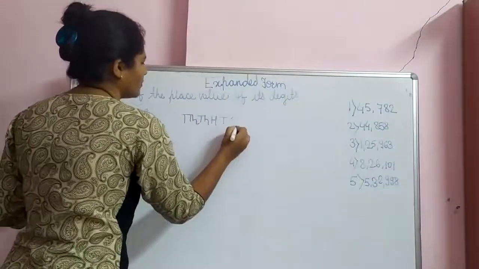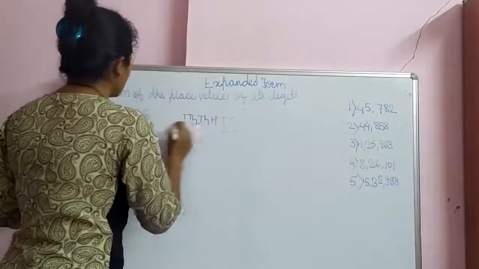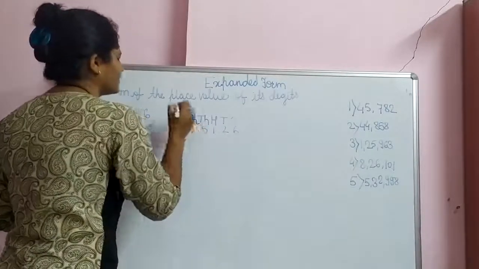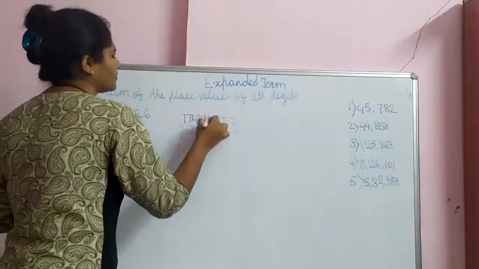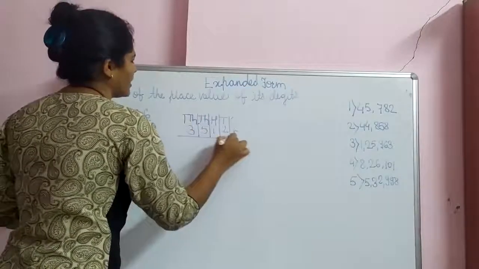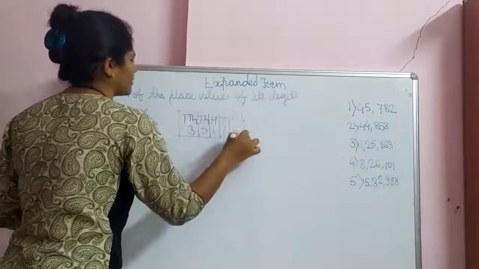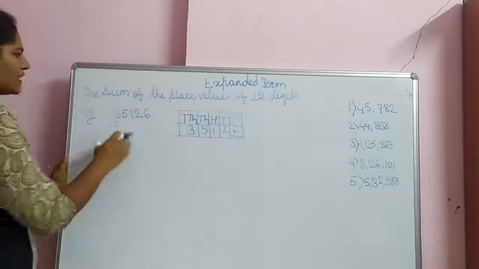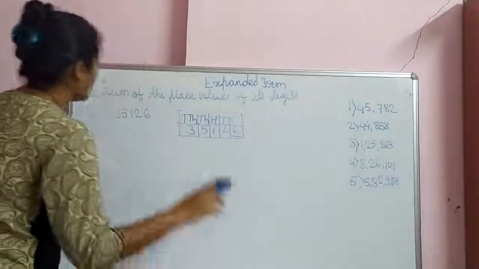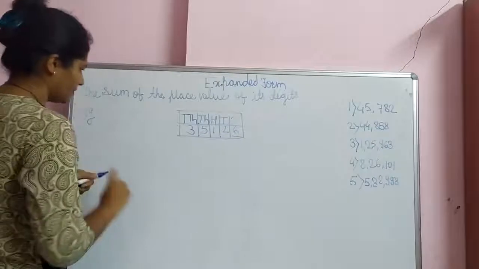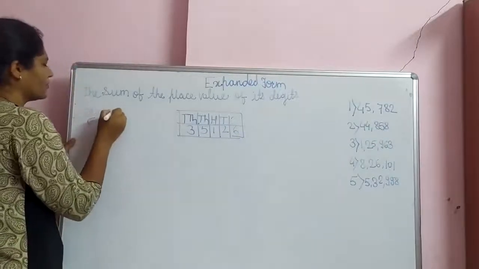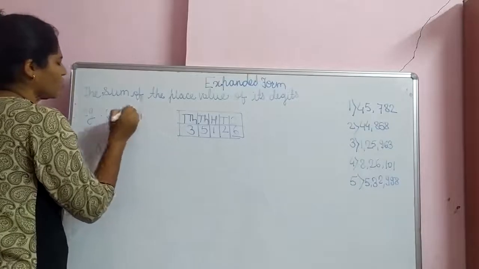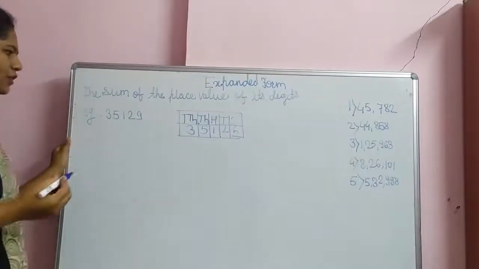So this 6 on a ones place, 2 on tens place, 1 on hundreds place. Here is 5 and here is a 3. So this is the place value chart. Okay. So now we expand it. Firstly we write the place value of each digit. So how to write place value of each digit? Firstly read number. What is the number? Number is 35,129. We make a group.